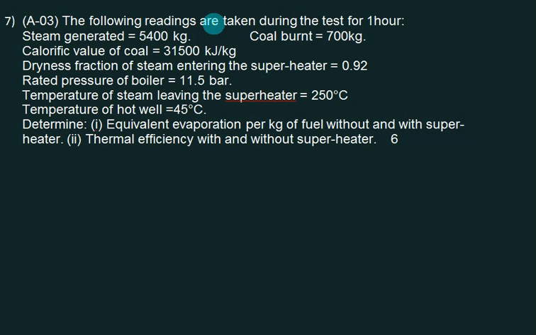The following readings are taken during the test of 1 hour. Steam generated 5400, coal burned 700. Is this ratio okay? Is it less than 10? Okay. CV is known, dryness fraction of the steam entering the superheater is known, boiler pressure is known, temperature of steam leaving the superheater is known, temperature of hot well is known.